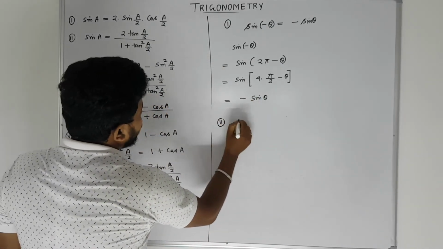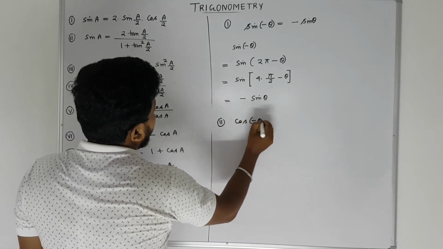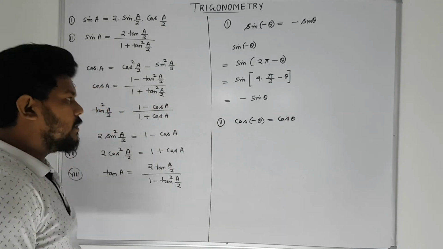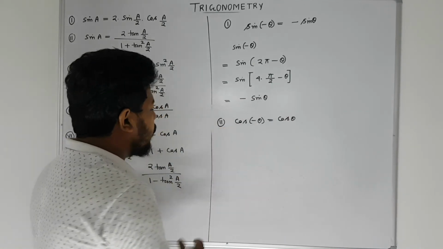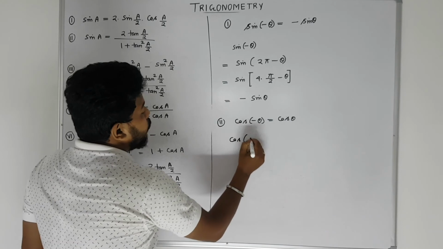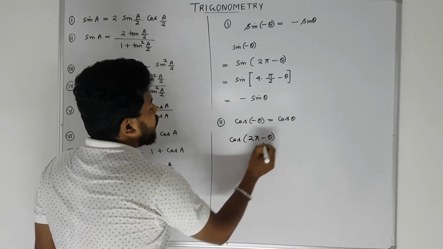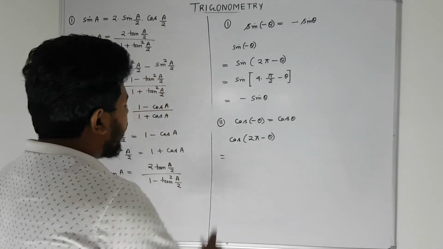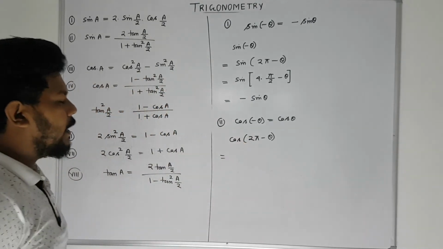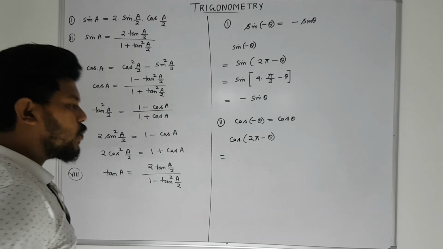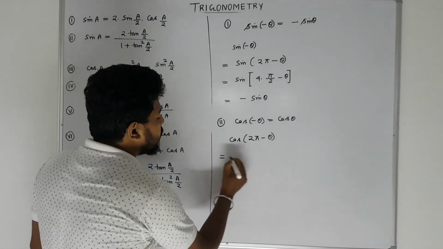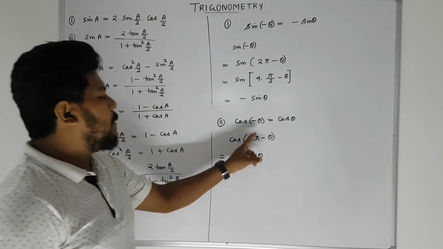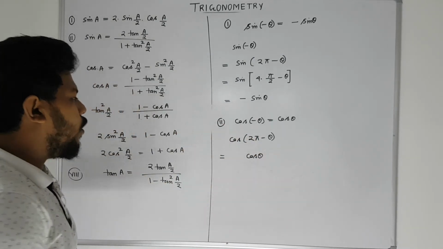Similarly, number 2 is cos of minus theta is equal to cos theta, because if I express cos of minus theta as cos of twice pi minus theta, because cos theta is also periodic with period twice pi. You can write like this. Now, in which quadrant the angle twice pi minus theta lies? In fourth quadrant. In fourth quadrant, cos is positive, so it will be cos of theta. And it is 4 times pi by 2, so therefore cos will remain cos.